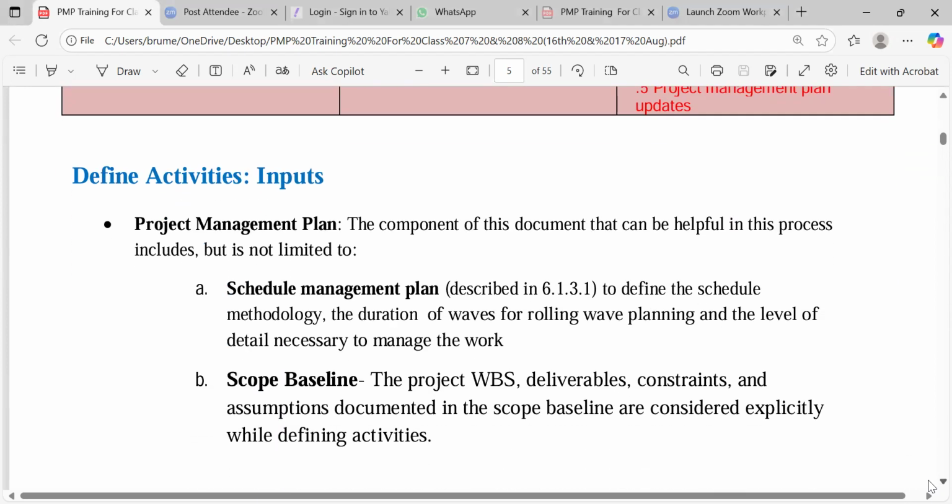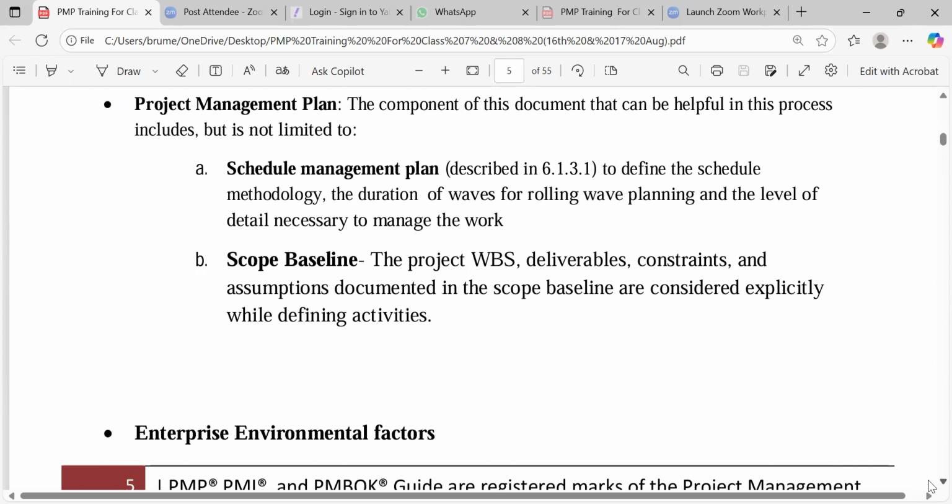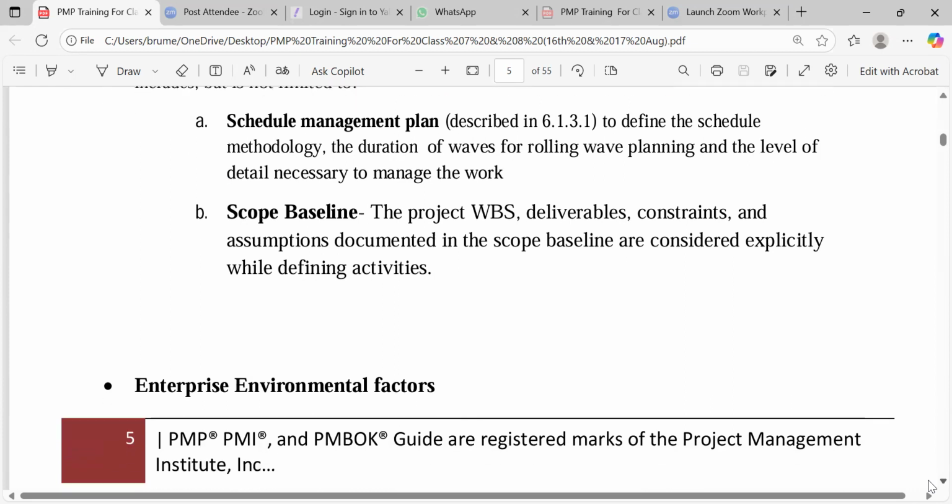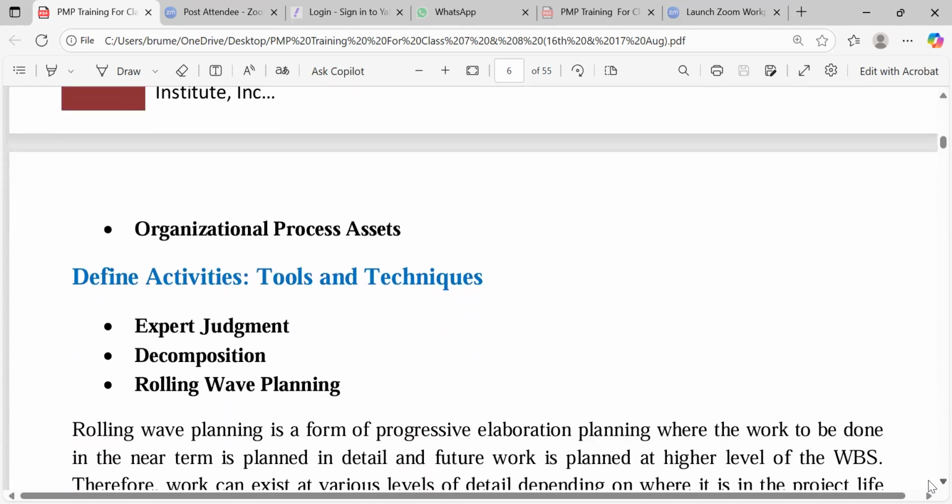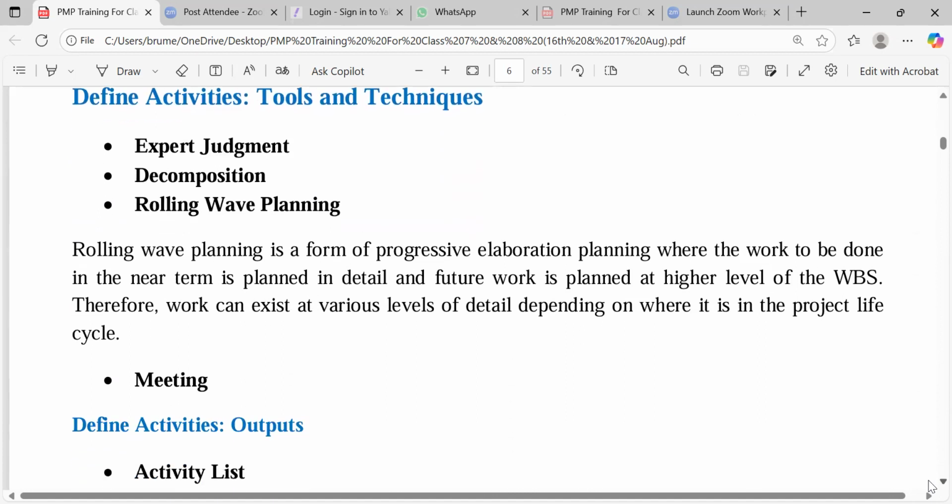We've talked about the project management plan in detail. What we want to see is a schedule management plan in the project management plan. I talked about the scope baseline, which we got from the WBS. The project work breakdown structure deliverables, the constraints and the assumptions documented in the scope baseline are considered explicitly while defining activities. So in the project management plan, these are the documents we would be calling out. Like I said, rolling wave planning is a form of progressive elaboration planning, where the work to be done in the near term is planned in detail and future work is planned at a higher level of the WBS.